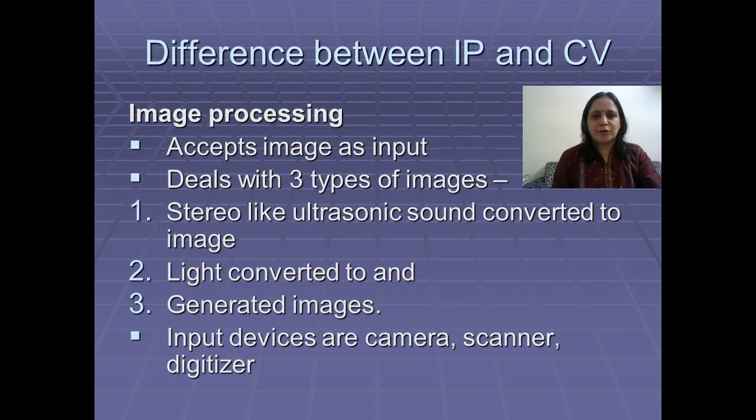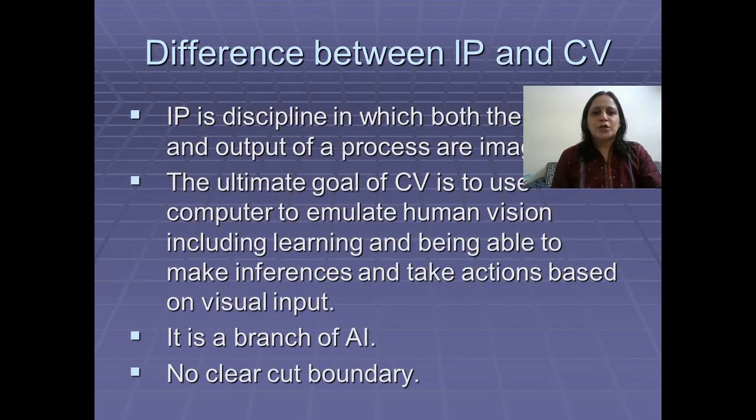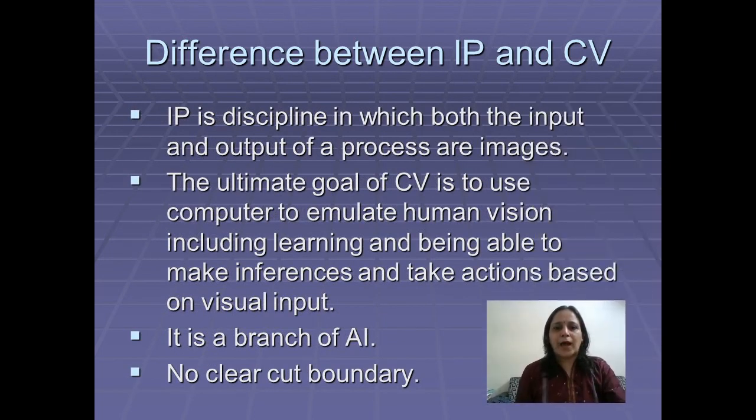Three types of images can be handled in image processing: ultrasonic sound converted into an image, light converted into an image, and generated images. That means using, say, a paintbrush and certain applications you have created your own images. For this, we require input devices such as a camera, scanner, digitizer, and so on. So image processing is a discipline in which both the input and output are images.